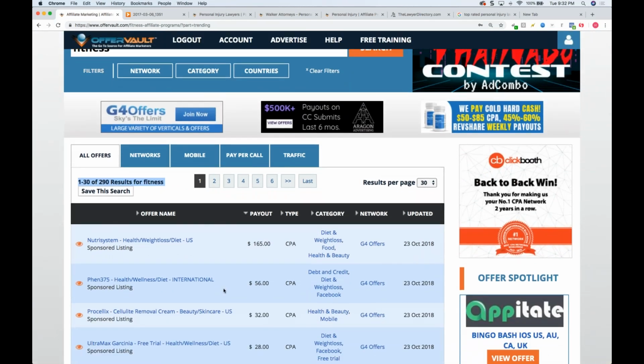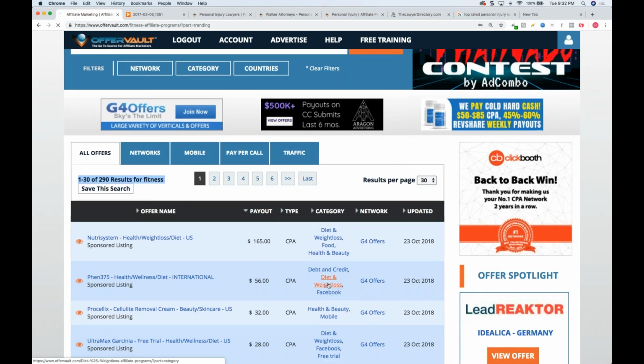So another key feature in OfferVault is we can start to take a look at our categories. So we can go to diet and weight loss. So now we just did a search, and now we're going a little bit deeper. We're going to click on diet and weight loss. Let's take a look at what appears here.